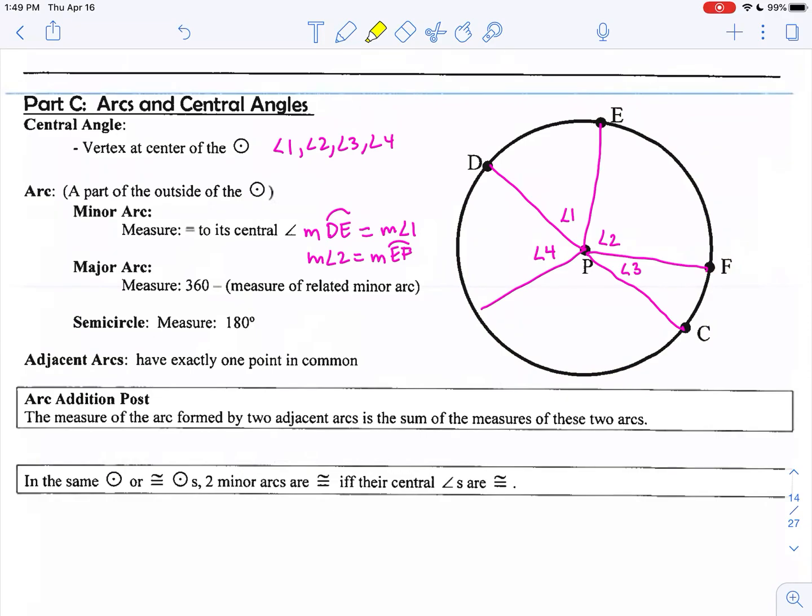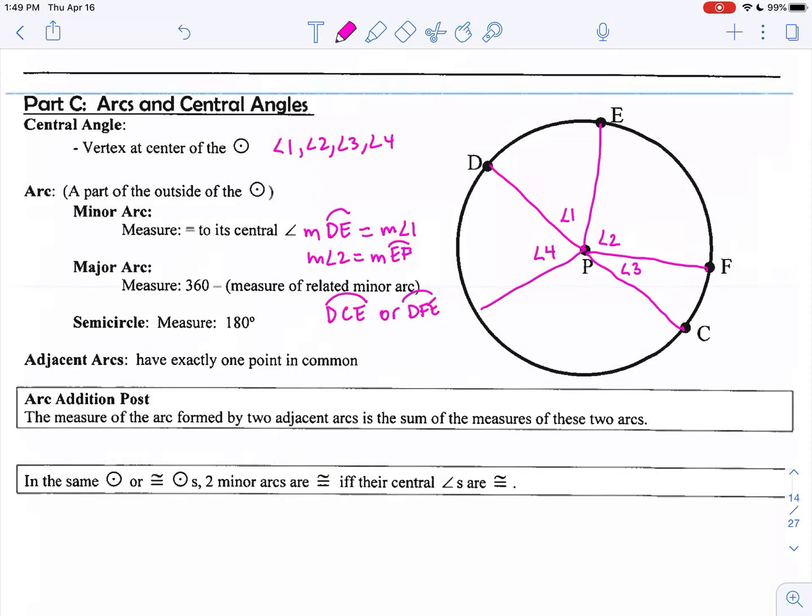So I'm going to undo that highlight real quick and say the major arc would be arc DCE, which you would put the arc above, similar to the way I did it there, or arc DFE is another way of naming it. Those mean the same thing. And lastly, the semicircle is an arc with a measurement of 180 degrees.